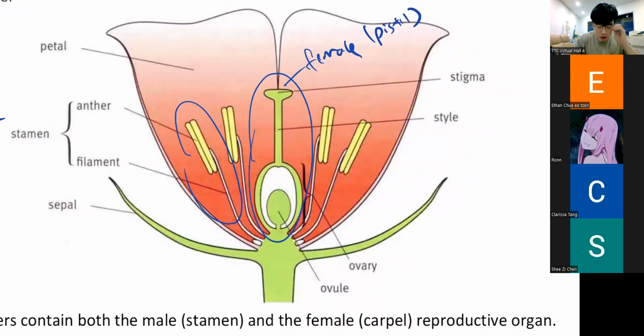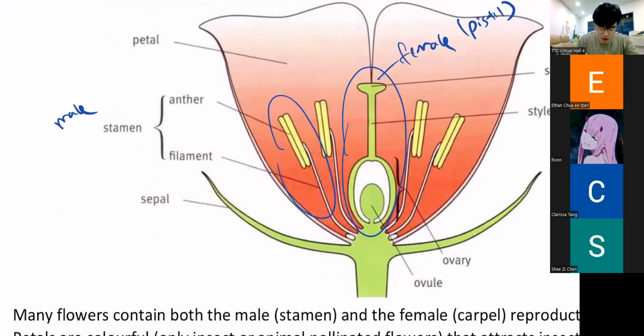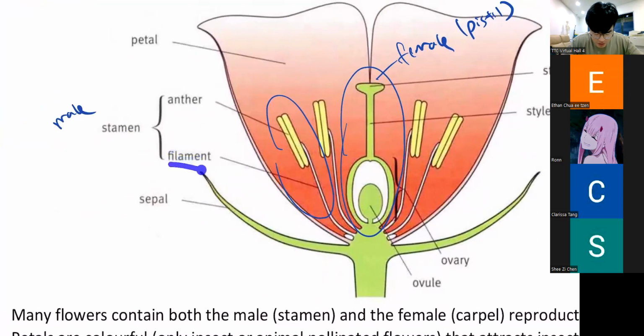So you see, your plant, your flower, let's look at the male part first. You have the filament here. This thing has not much function. Filament is just for the support. And let's look at the anther. You know what is the anther?